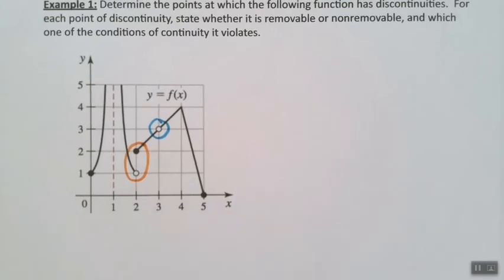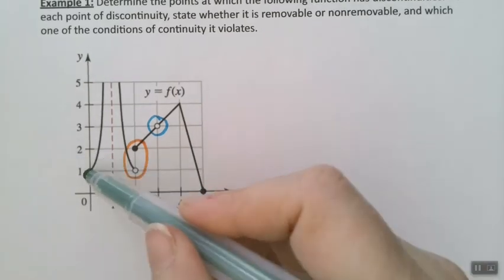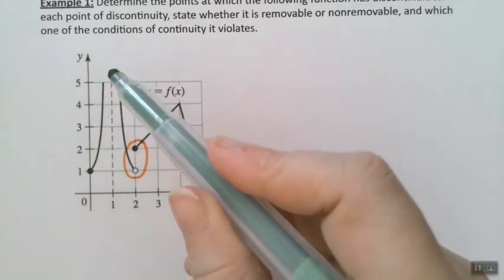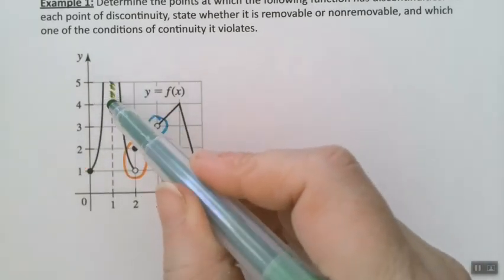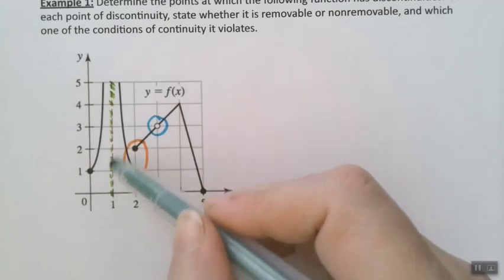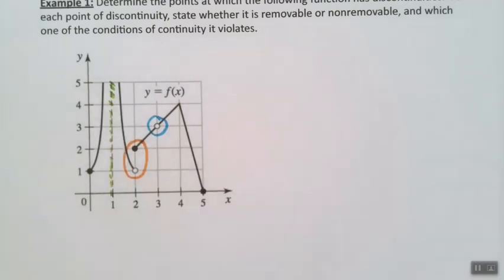But there's one other spot. If you were trying to lift up your pen to draw this, you'd have to lift up your pen 3 times. So if I started over here and was drawing, I'd have to lift my pen. So that means that I have one more spot of discontinuity, and it's right there at that vertical asymptote.